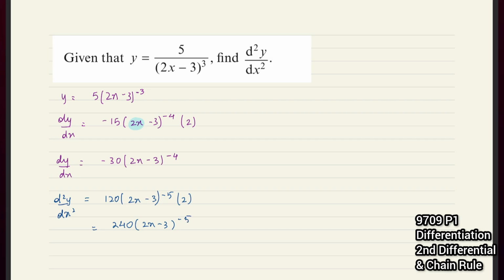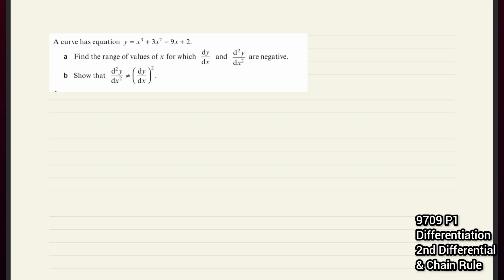Next question. Curve has an equation this. Find the range of values of x for which dy by dx and second differential are negative. Negative means less than 0. So let's first find out dy by dx. dy by dx of the expression is 3x square plus 6x minus 9 and differential of the constant is 0. We write 3x square plus 6x minus 9 is less than 0 because negative.